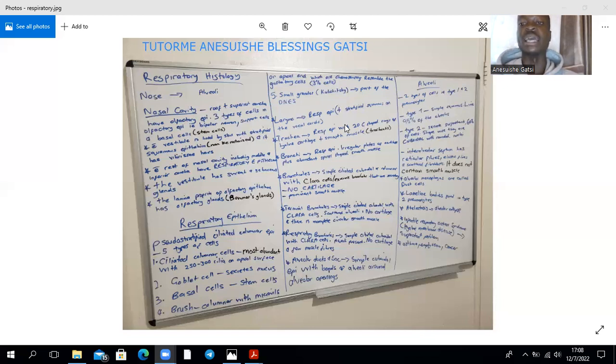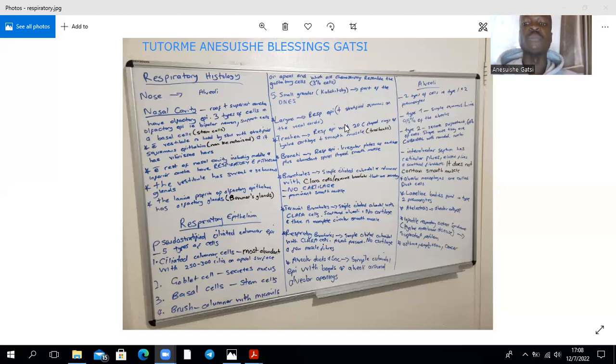They produce things like serotonin, catecholamines, and so forth. You get basal cells. The basal cells act as stem cells. Right. Then you have a basement membrane. Then you have a lamina propria, which is said to be fibroelastic. The basement membrane is actually very, very thick for the trachea as compared to other regions.